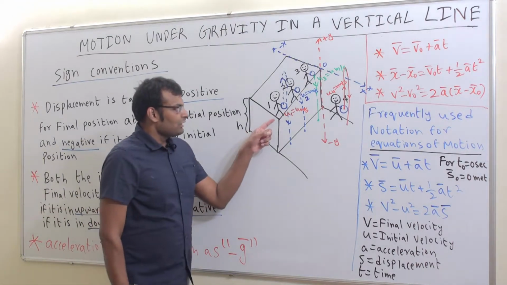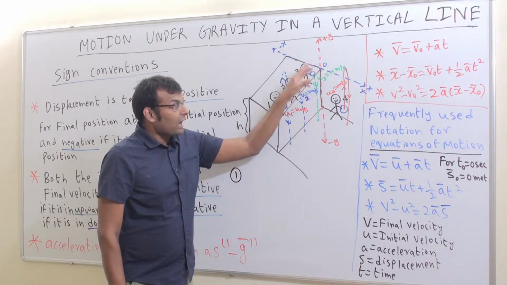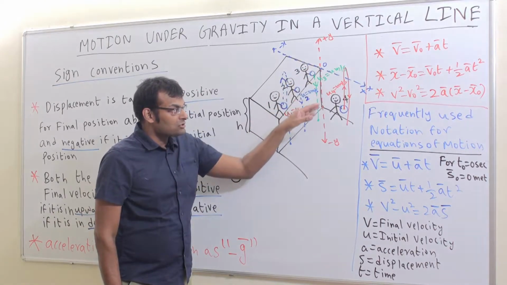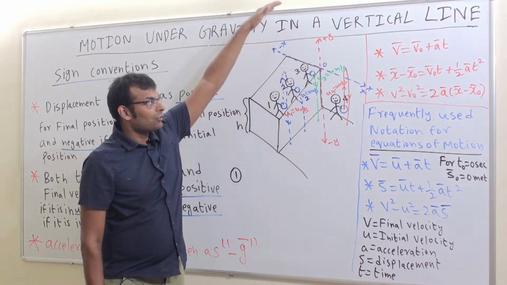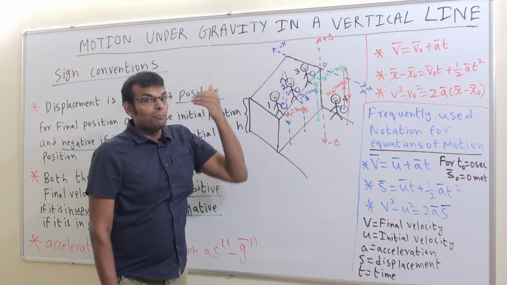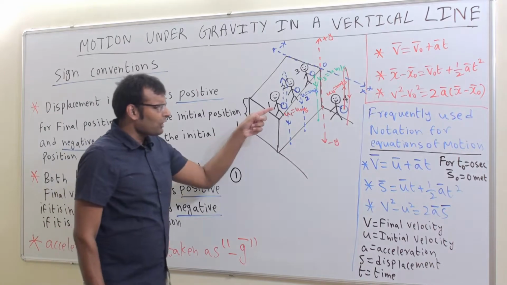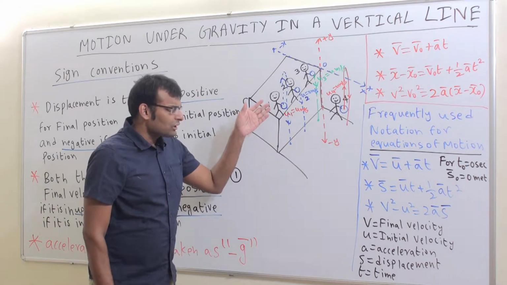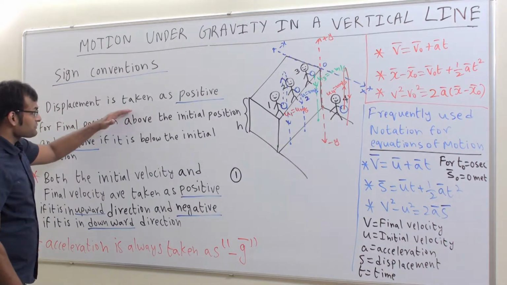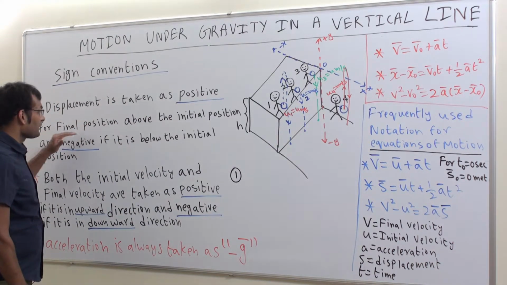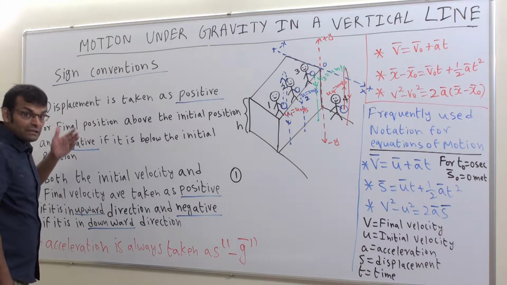You can see, if I am taking this as the initial position, it is at the 0 origin. As we know, anything that goes below the 0 is minus y-axis, and anything that goes above the 0 is plus y-axis. So you can clearly observe what is happening to the ball as it goes down. It is actually going in a negative direction. You can clearly see displacement is taken as positive for final position above the initial position, but here the final position is in the negative region.